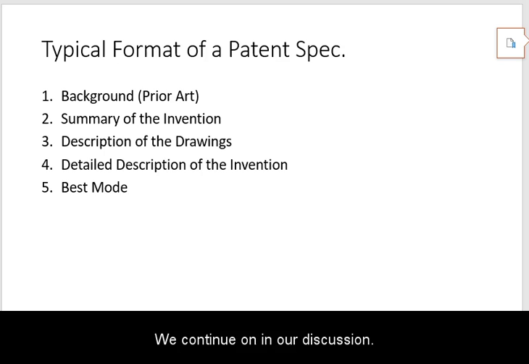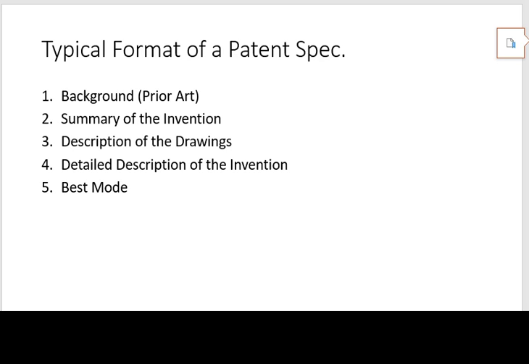We continue on in our discussion of the patent spec. The patent spec should have in it background, which discusses the prior art, a summary, a description of the drawings if you have some, a detailed description of the invention, and the best mode.